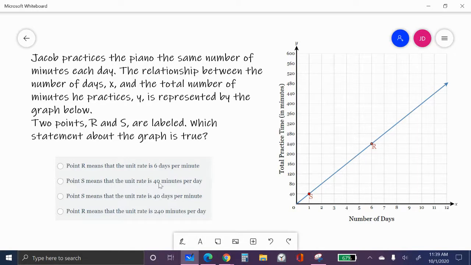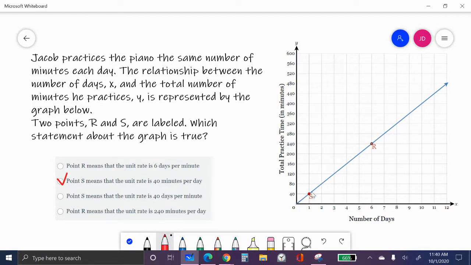Point S means the unit rate is 40 minutes per day. Okay, let's see, maybe that could be a choice. I just want to look at the other ones. Point S means that the unit rate is 40 days per minute. 40 days, that's not even on this graph. If you look at 40 days, it doesn't even fit. And point R means that the unit rate is 240 minutes per day. 240 minutes per 1 day is right over here. So our answer is this one right here. Point S is 40 minutes per day, right?